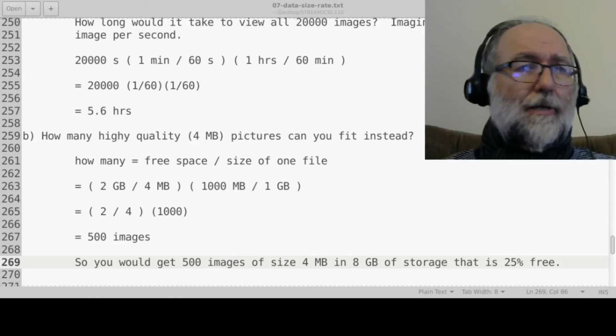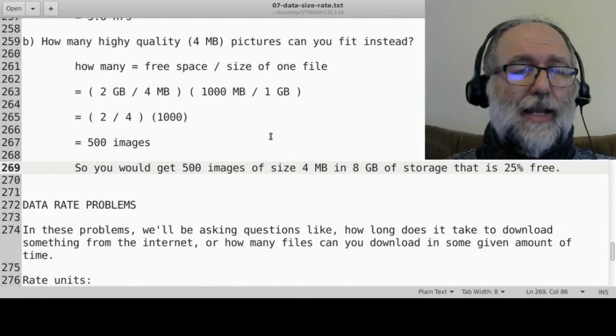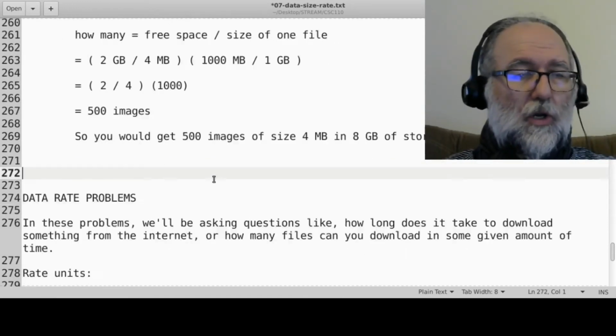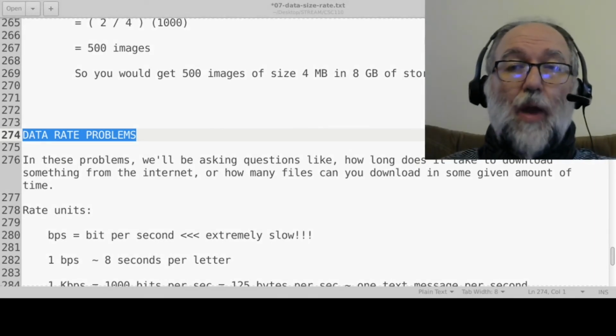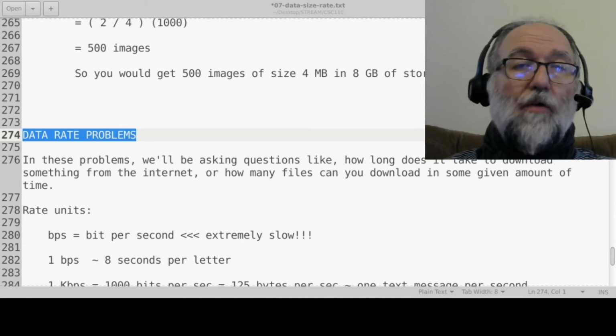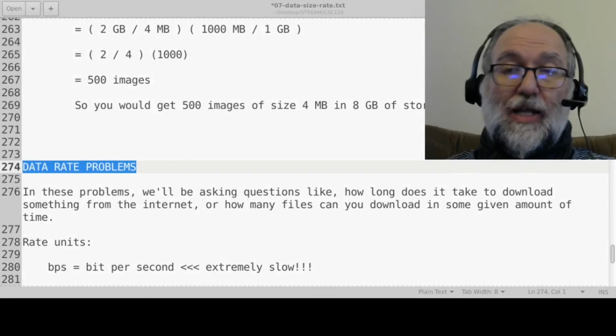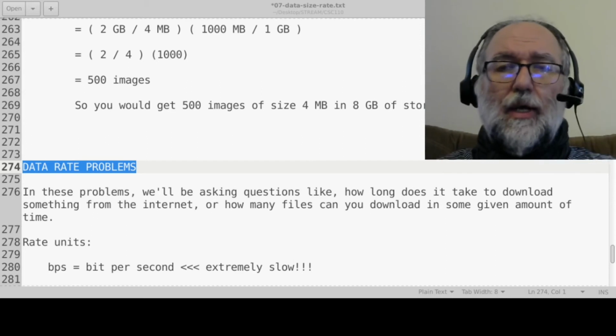All right, having finished that, the next thing that we're going to work on are data rate problems. Data rate problems are going to be problems where we are looking at how fast information is transferred over the internet or over whatever transfer we have. It's usually over the internet.